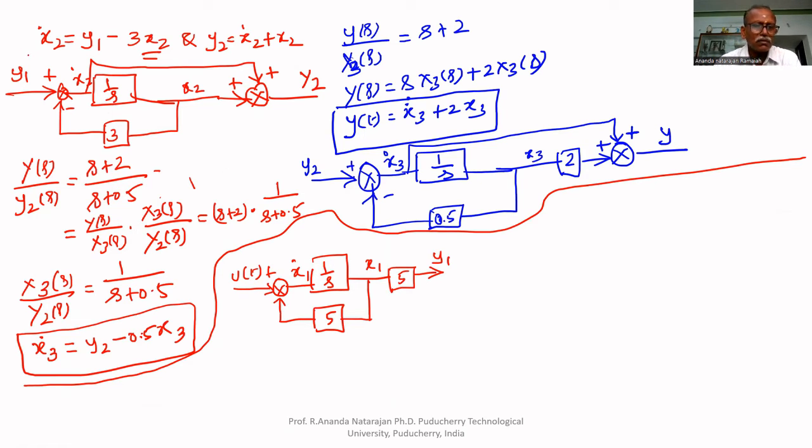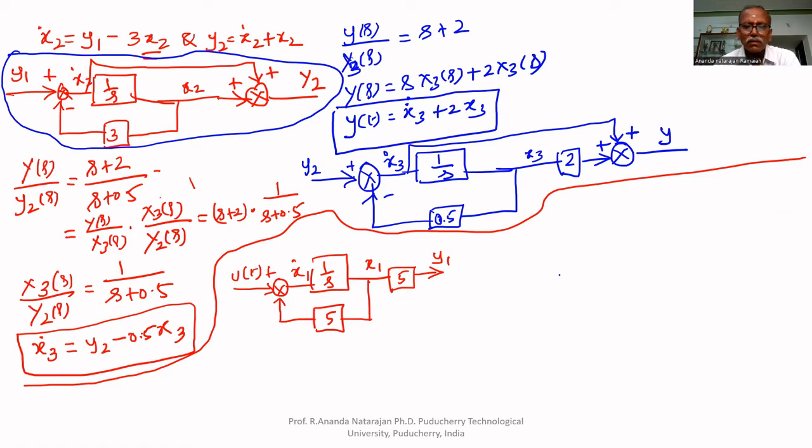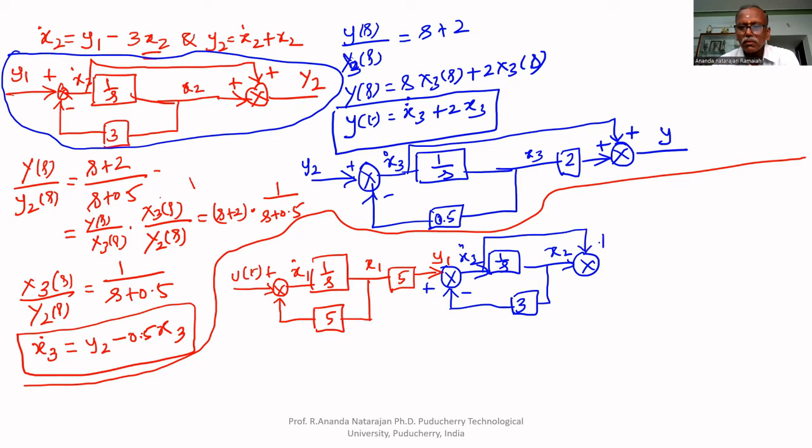Now combine the second part. Y1 is the input, Y2 is the output. So if you combine this, you can directly connect Y1 here, and you have to subtract 3 times x2. If you integrate x2 dot, here x2 dot, here x2. What is y2? Y2 is sum of x2 and x2 dot. That is y2. Now you got y2.